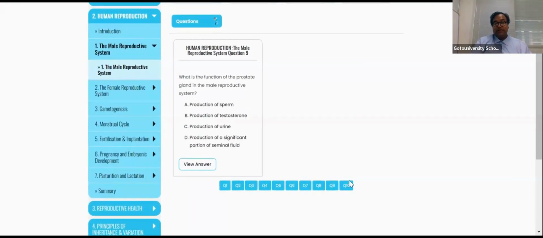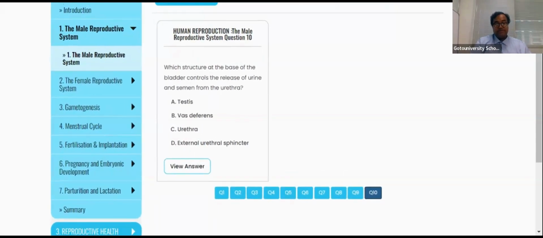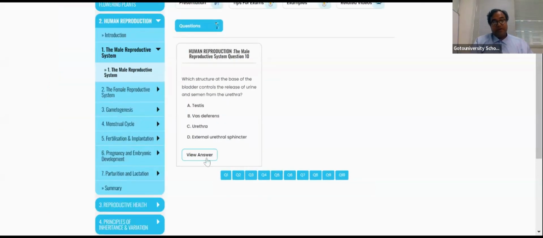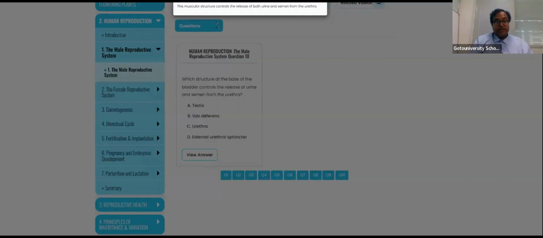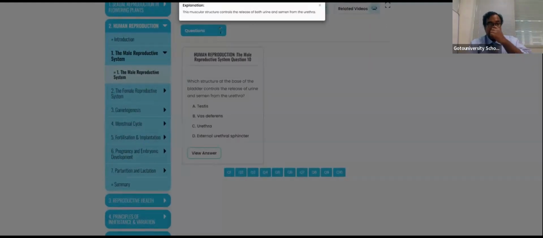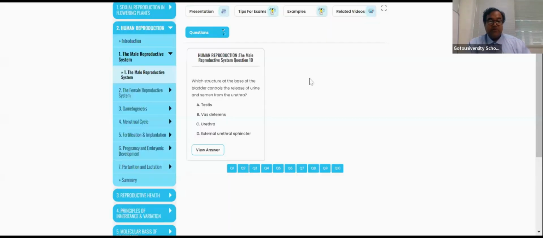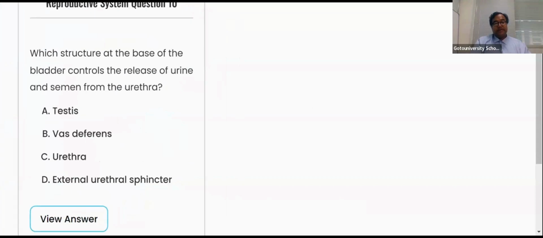Now we are entering into the 10th question. Which structure at the base of the urinary bladder controls the release of the urine and the sperm from the urethra? Any one of you can say? The muscular structure controls both sperm and the urine from the urethra. Testis, epididymis, vas deferens, urethra, which is the correct answer? External urethral sphincter, right? I think so. You understood this message.